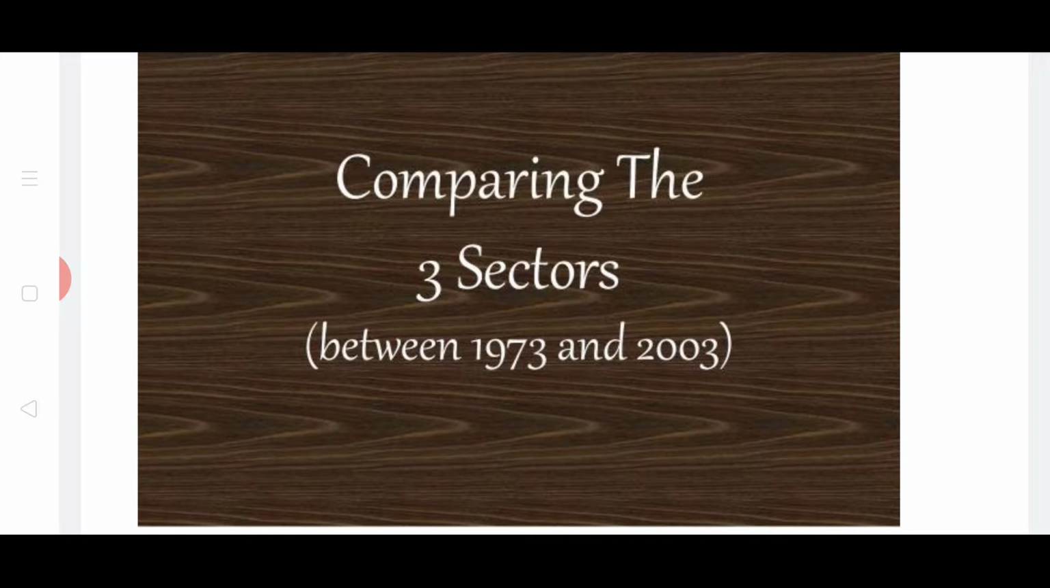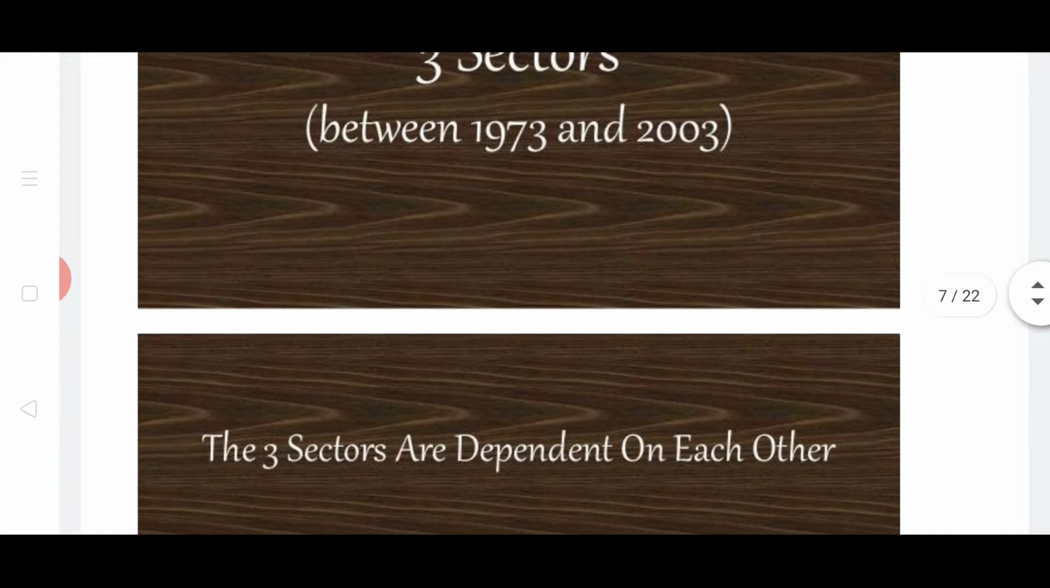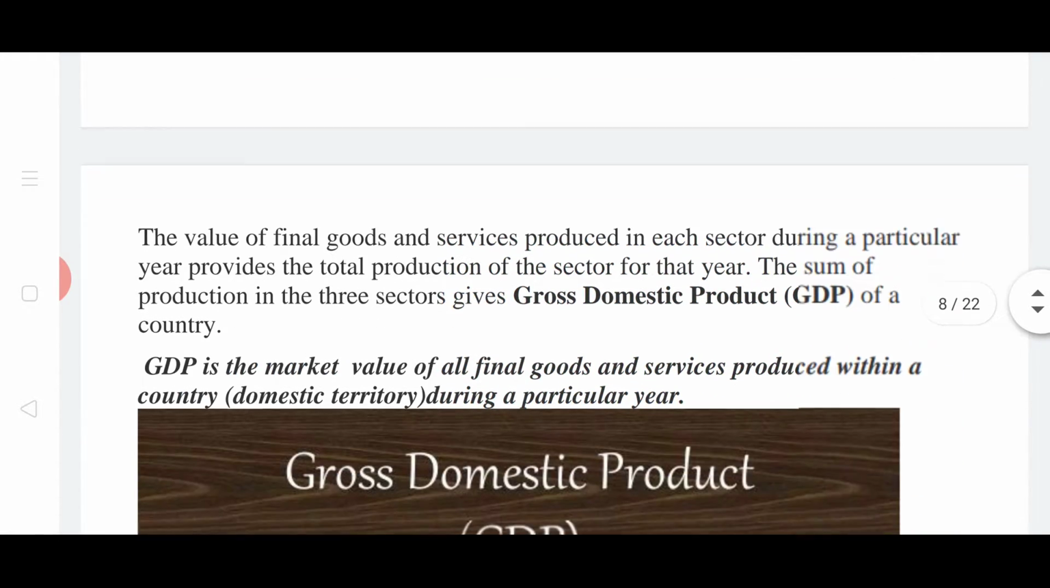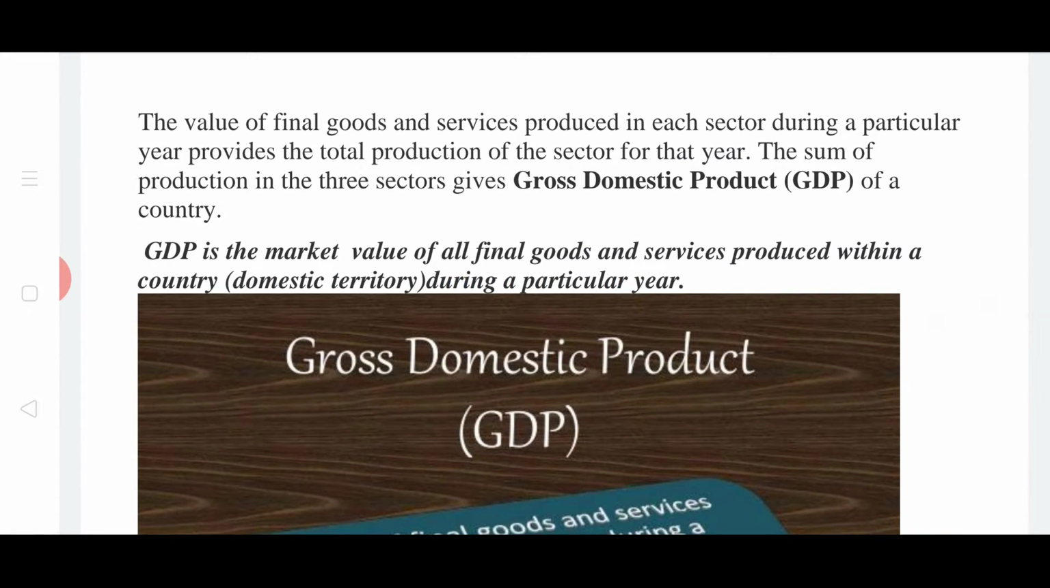The name of the chapter is Sectors of Indian Economy. In the first video, we have already discussed what is a sector and what is an economy, and the three sectors, primary, secondary, and tertiary, in detail. Now we are going to compare the three sectors between 1973 and 2003. We are taking 2 years for comparison, and we will see how the three sectors depend on each other, and what GDP is first.